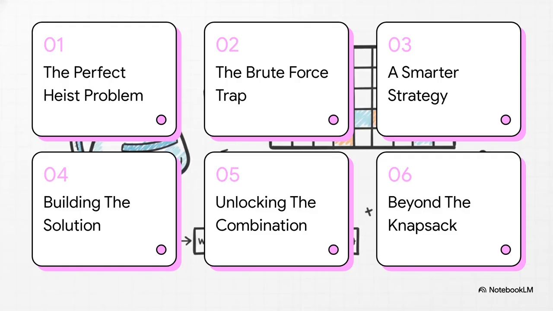So, here's our game plan. First, we're going to lay out the rules of the problem, get really formal about it. Then, we'll look at the most obvious way to solve it and see why it's a total trap. After that, we'll get into the really clever stuff, a strategy called dynamic programming. We're going to build the solution step by step, and then, at the very end, we'll see how this whole thing applies to way more than just a simple heist.